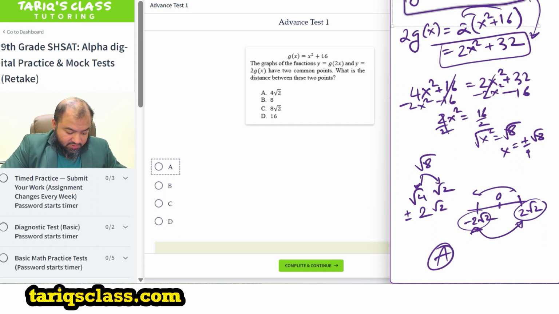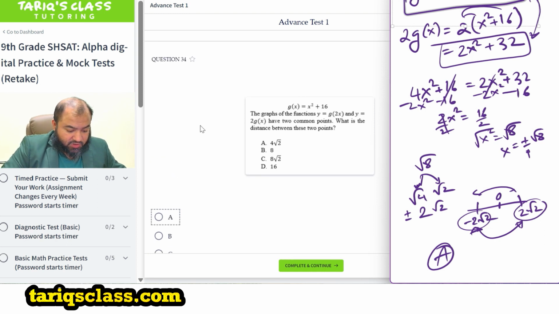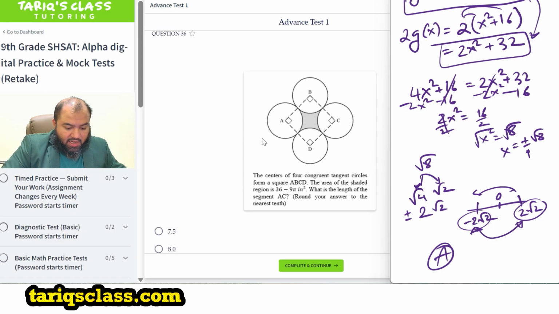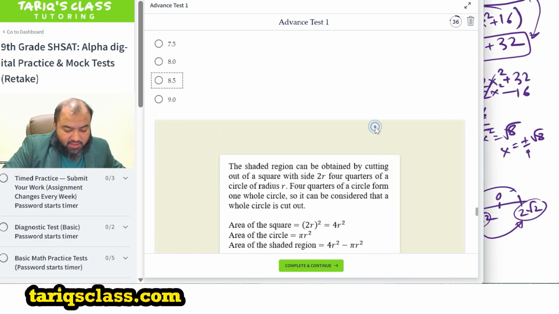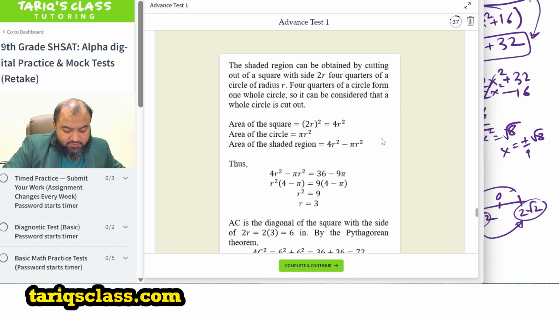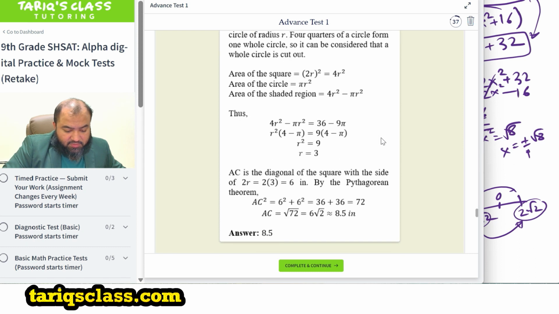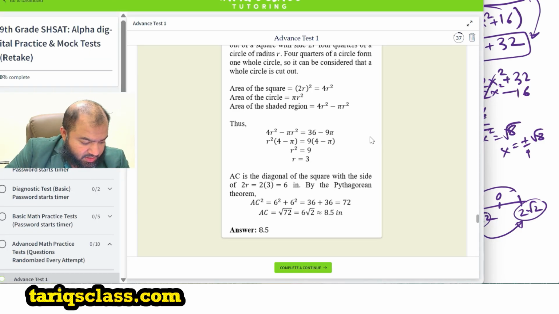Okay, so that was question number 34. This is another nice question. It says the centers of the 4 congruent tangent circles are touching. The area of the shaded region is 36 minus 9 pi. So the area of the shaded region is the area of the square, which is 36, minus the 9 pi, which must be the area of the 4 parts of the circles. Well, this is the explanation here. So we can maybe pause and see if that works. What do you see?